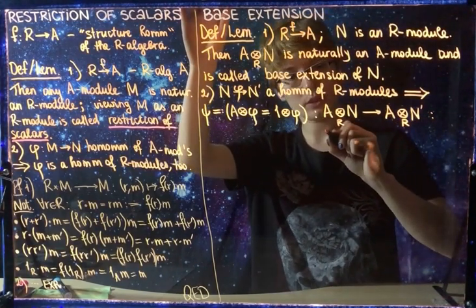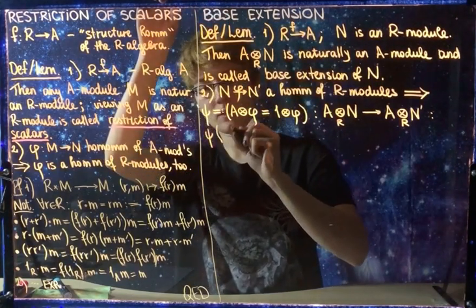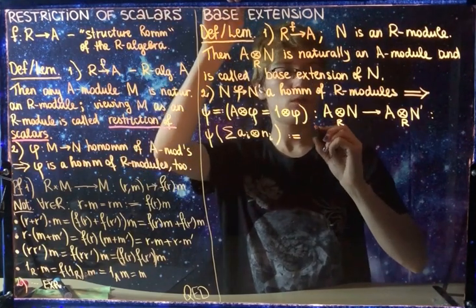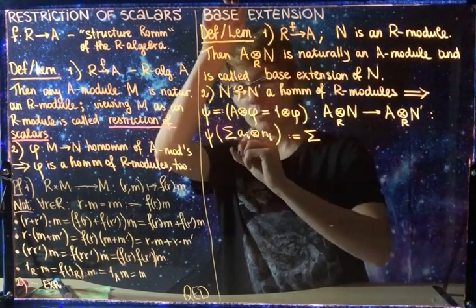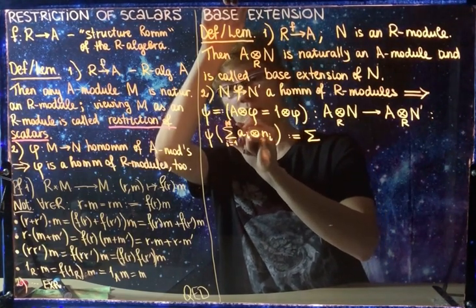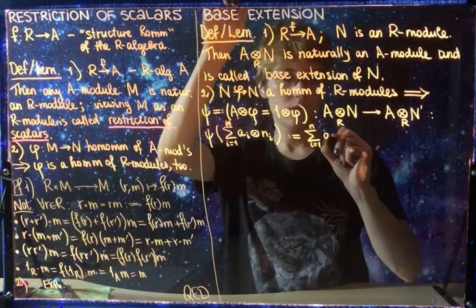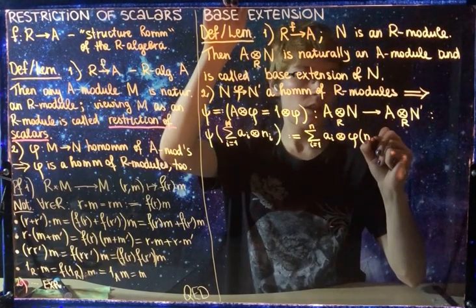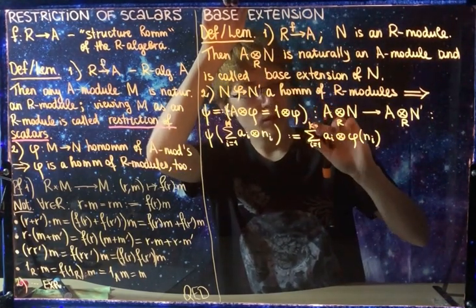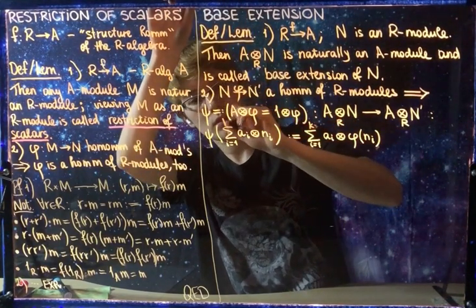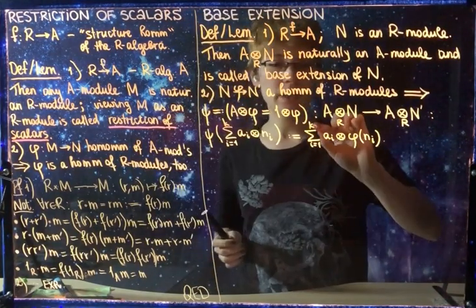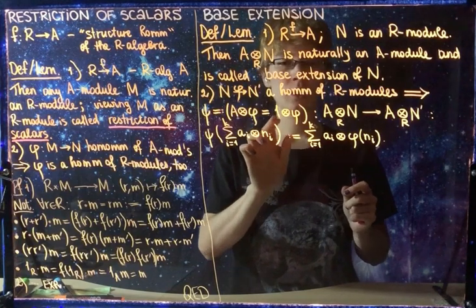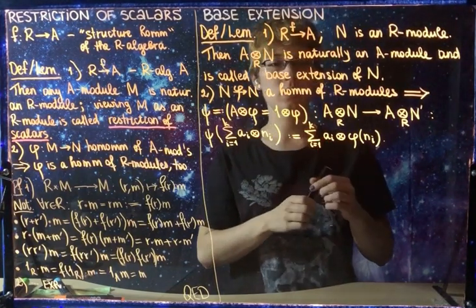And it takes an element, it takes a tensor, sum of a_i tensor m_i, the sum is finite from 1 to k, to the sum of a_i tensor phi of m_i. Let me denote the upper bound by k so that there is no confusion between the letters. And you can see that I don't change a_i here, and this is why we can write psi as 1 tensor phi, because 1 does not change the first component of a tensor.